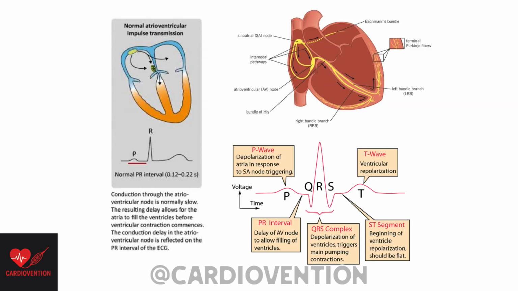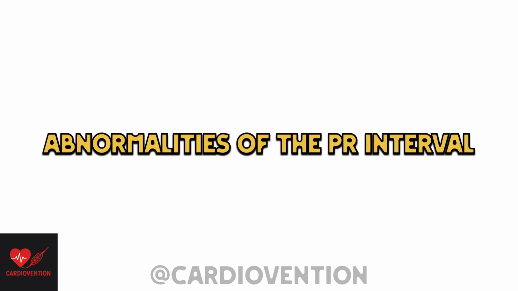The normal PR interval is between 120 to 200 milliseconds or 3 to 5 small squares. This brief delay at the AV node is physiologically essential, allowing the ventricles enough time to fill after the atrial contraction. Let's now discuss abnormalities of the PR interval.